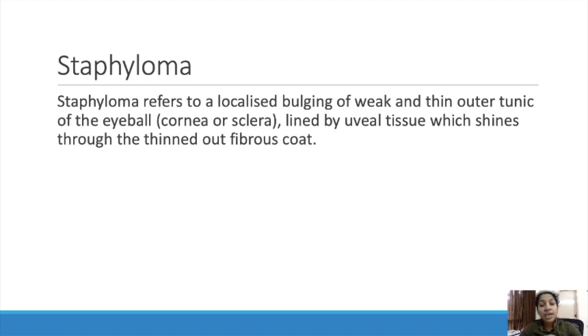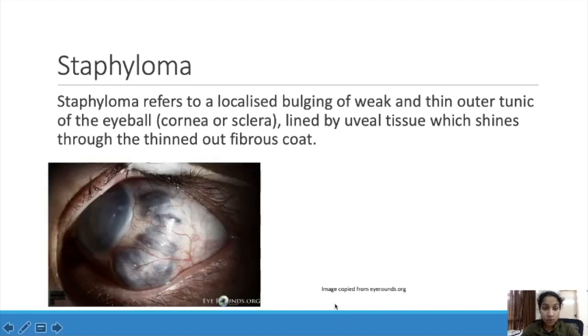Staphyloma refers to a localized bulging of the weak and thin outer tunic of the eyeball, cornea or sclera, lined by uveal tissue which shines through the thinned out fibrous coat. You can see in this picture that staphyloma refers to a bulging. The outer tunic of the eyeball means the fibrous coat, the outer layer of the eyeball, which becomes weak and thin and is lined by uveal tissue.